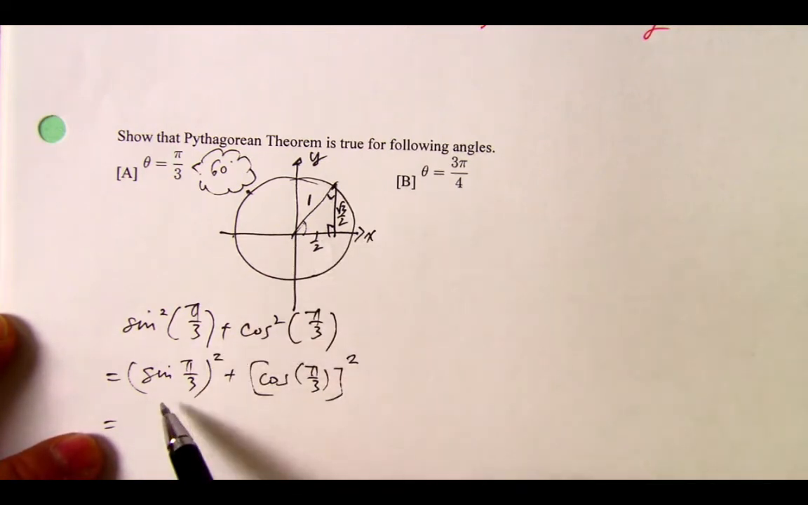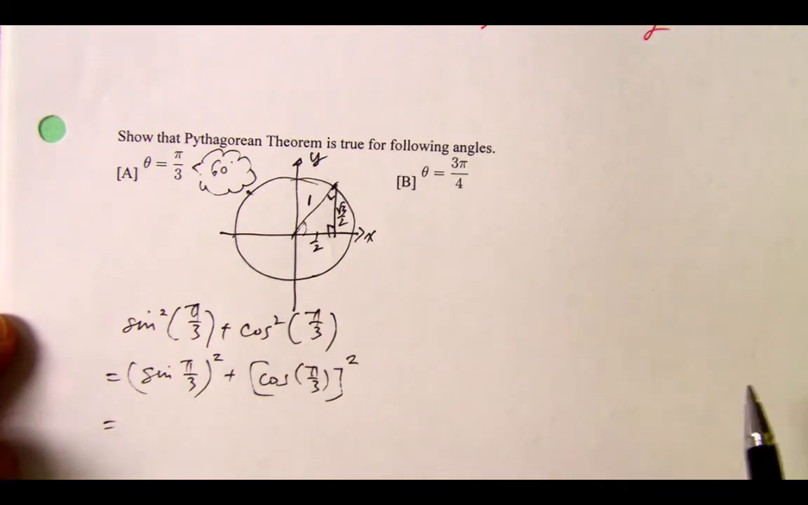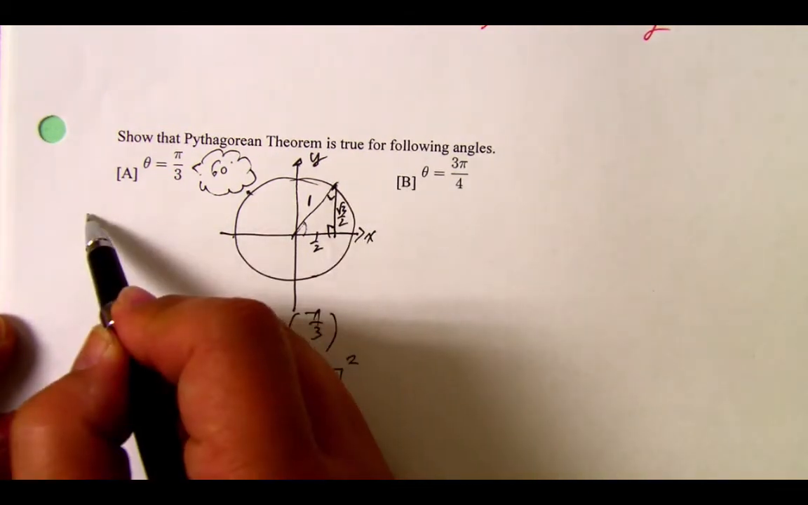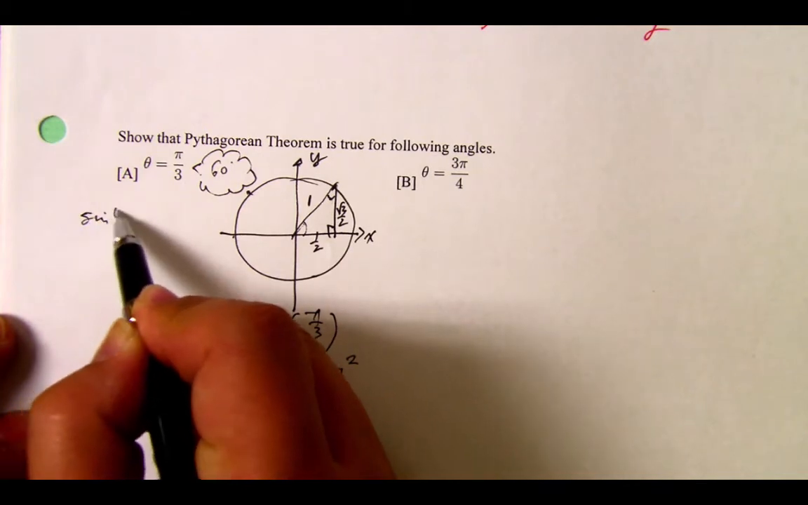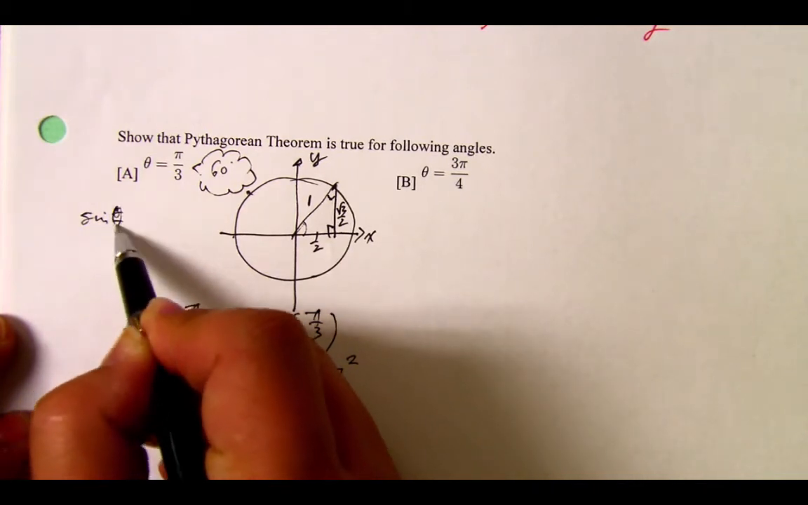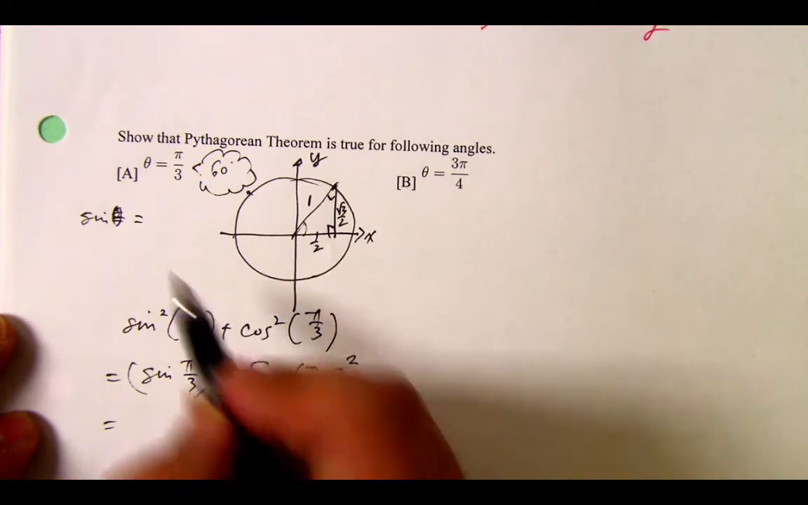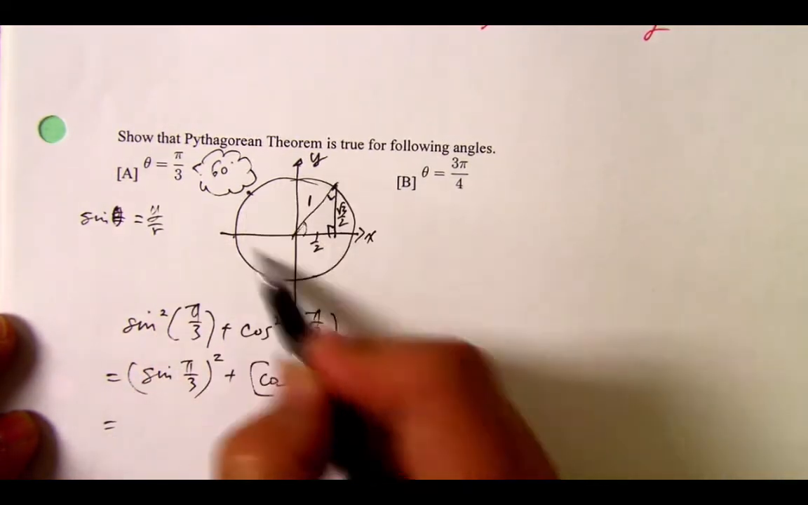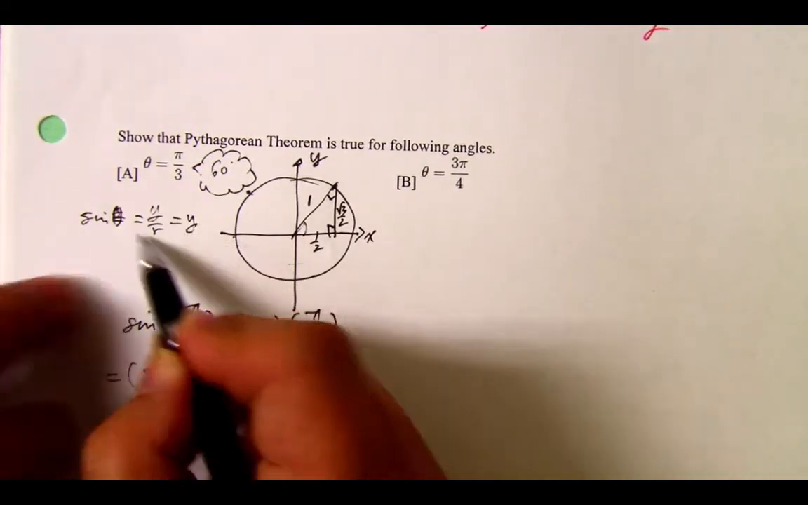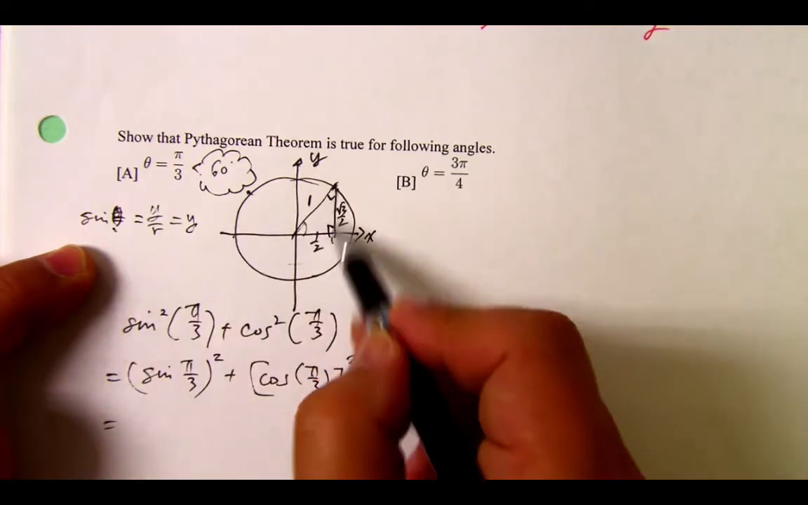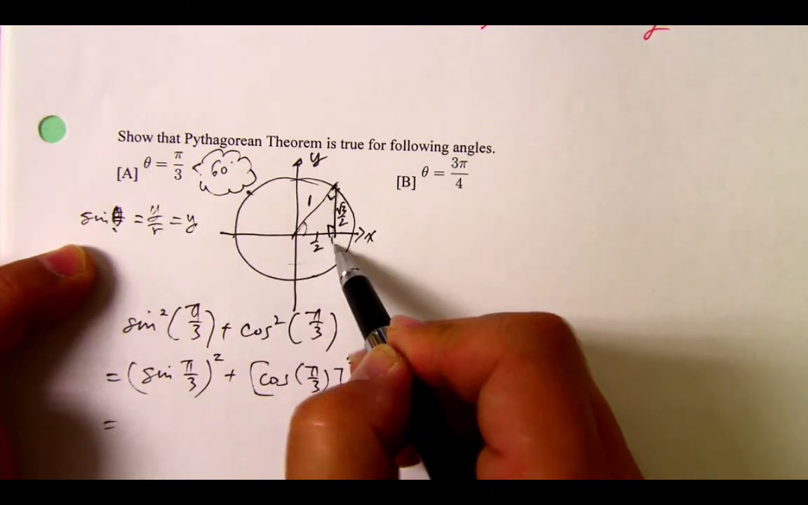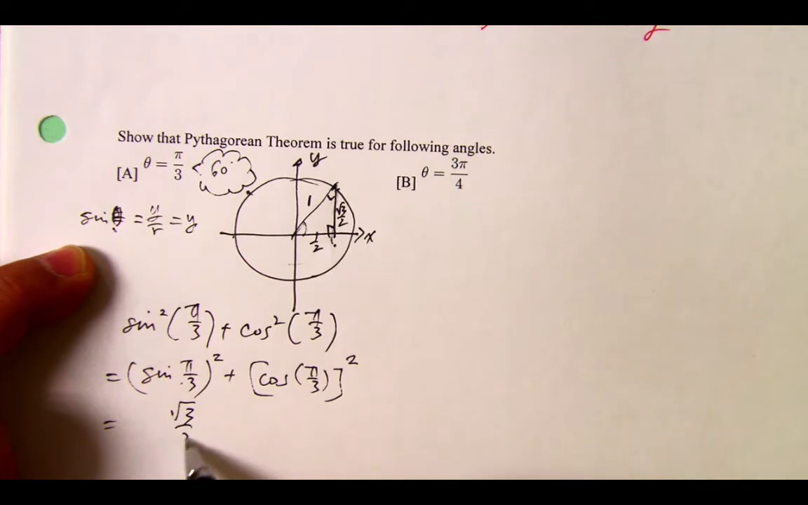Well, as we learned in the past, that's a little bit of a review. Once again, when you have sine theta, we know that it is y over r. But in a unit circle, r is equal to 1. So that's y. So sine theta just represents the y coordinate of a unit circle. So that is equal to root 3 over 2.